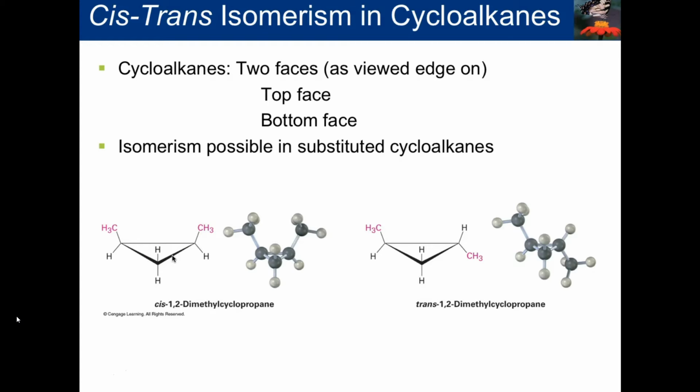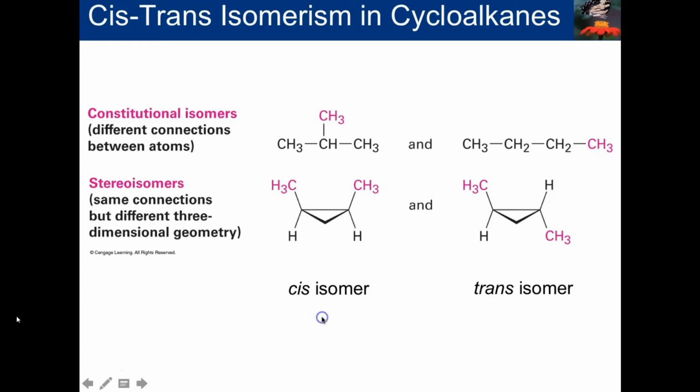Which of the 2 molecules do you think is more stable? Well, you simply think about it in terms of the interactions between these groups. Here these methyl groups bang into each other. Here they don't. The trans form is more stable than the cis form.